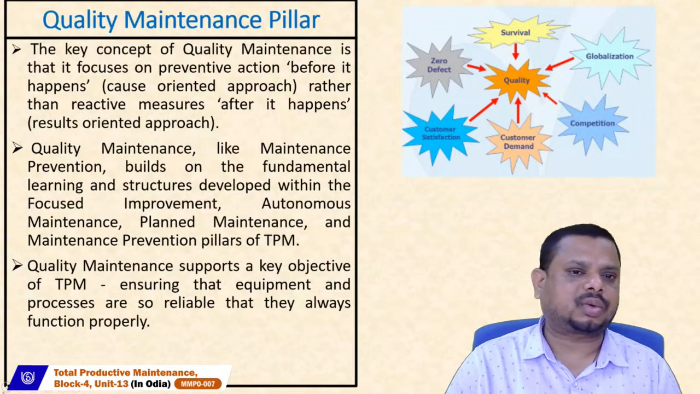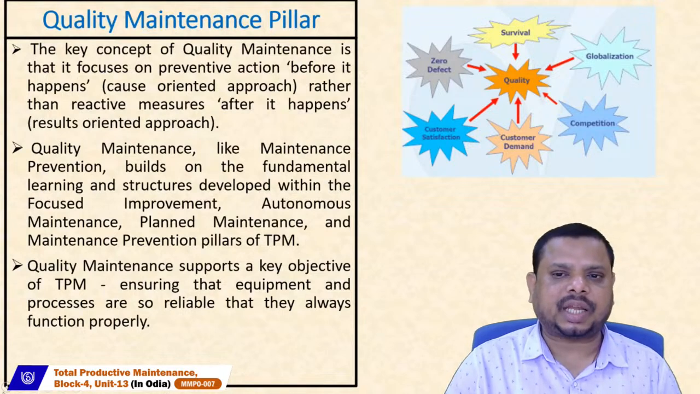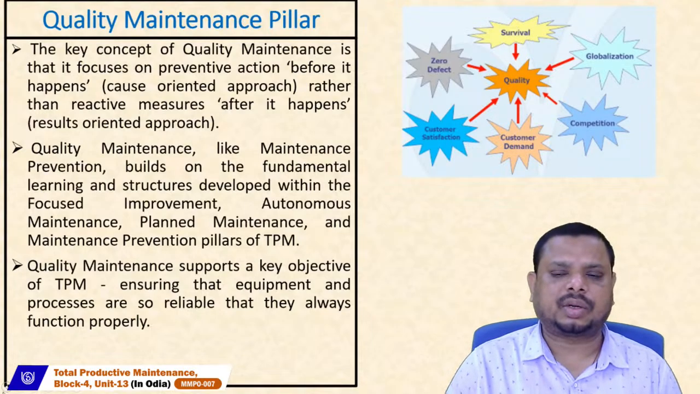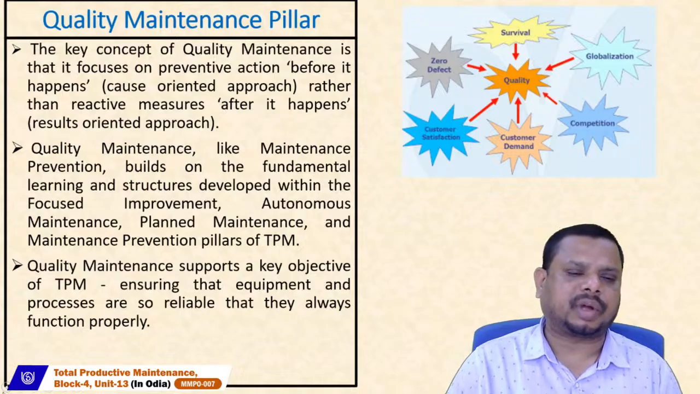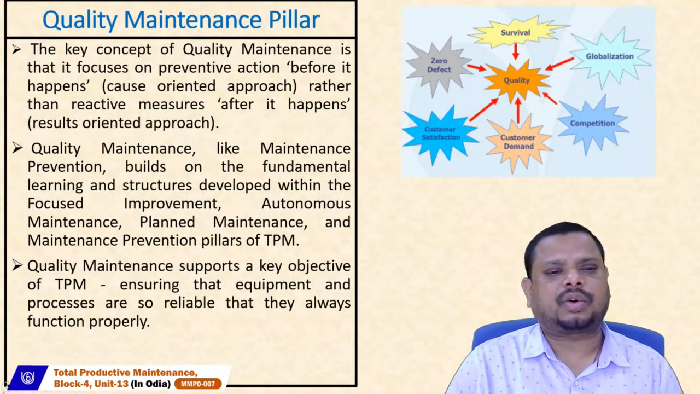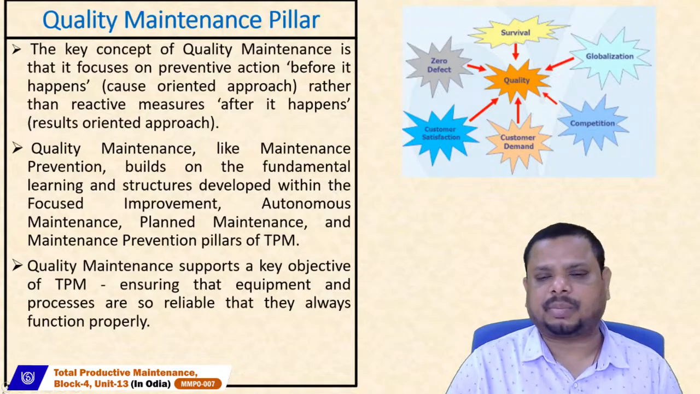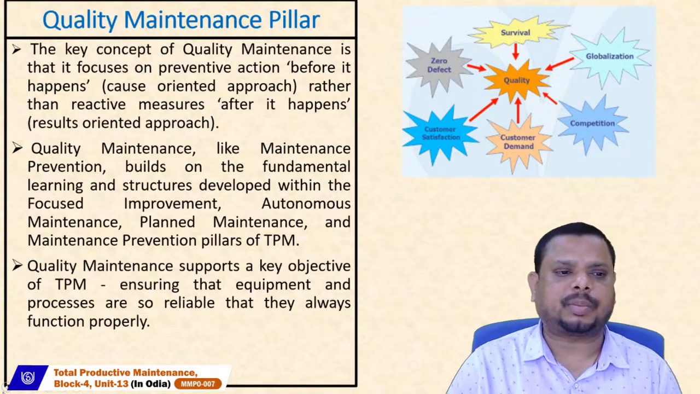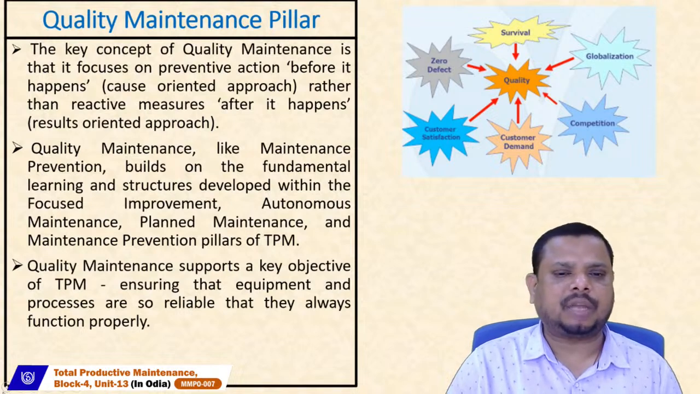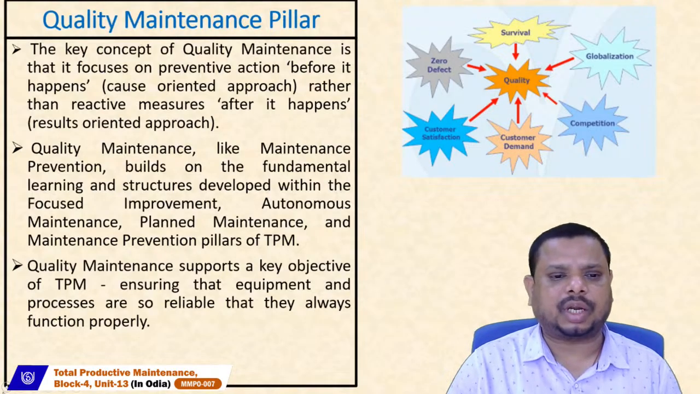As far as quality maintenance is concerned, they are basically focused upon the most important parts, known as zero defects, customer satisfaction, customer demand, getting a higher competitive edge, globalization, and the next one is survival. Quality maintenance basically focuses upon preventive action before it happens. That means it must focus upon a cause-oriented approach, and instead of going for reactive measures after it happens, immediately go for a proactive approach so that you can avoid losses in the form of quality.